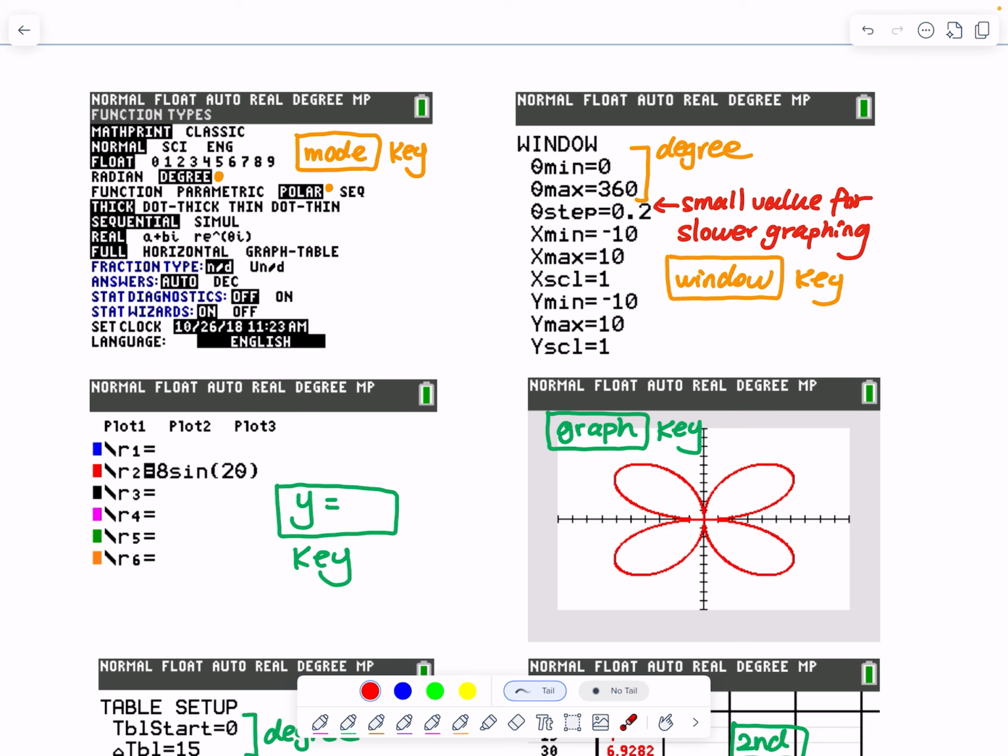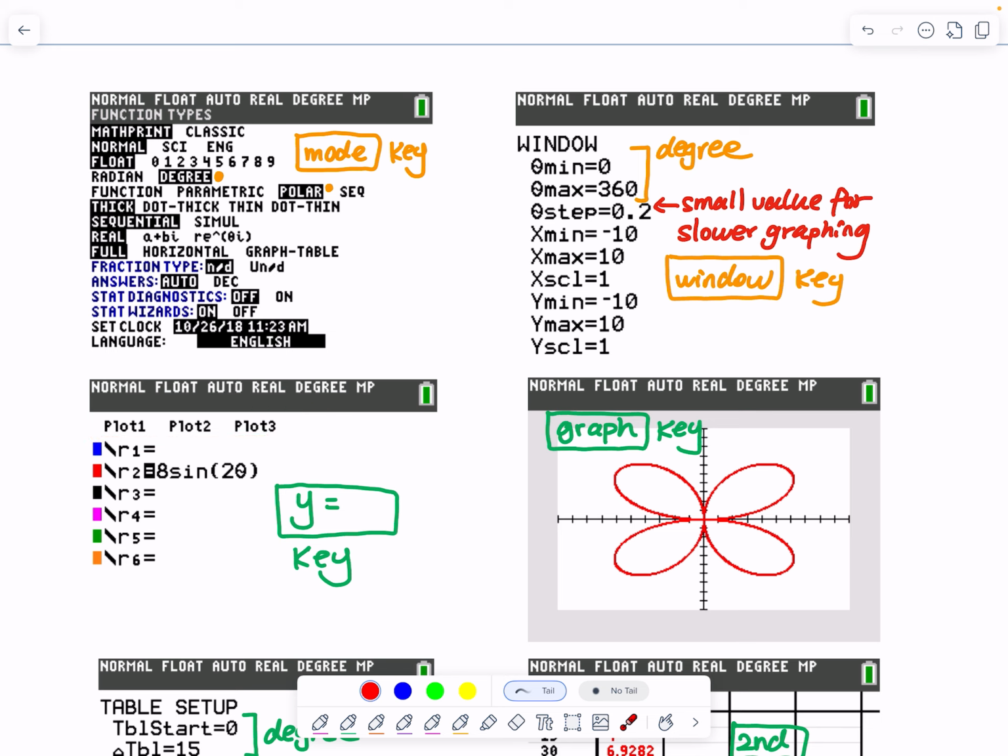And then for X and Y, I will just do it like in your XY plane. I will go negative 10 to 10, one step at a time. And if that is not big enough to see the graph, or if that is too big, I will come back to the window to do some tune-up. Once you're ready, you go to the Y equals, and you input your polar equation: r equals 8 sine 2 theta.